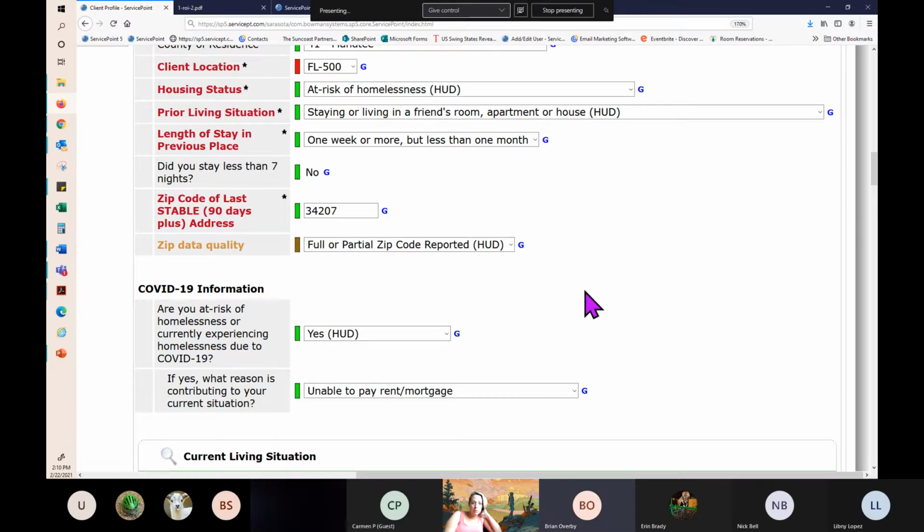Couch surfing is not homeless? No, so when we're doing couch surfing, we are doing at risk of homelessness. Especially if the client does not have any literal street homelessness. And they're on the street, they get their check in the beginning of the month, and they go to the hotel for 3 or 4 days, and then they're back out, they're not homeless?